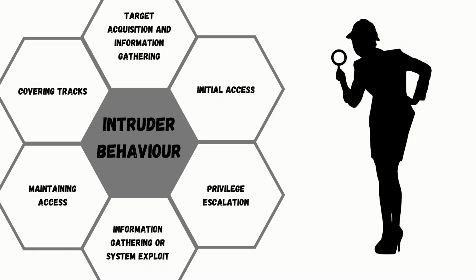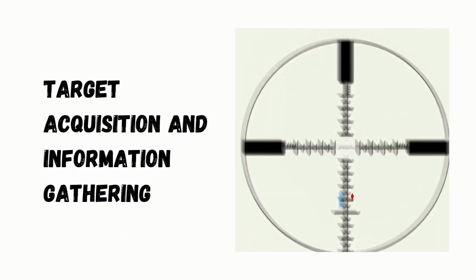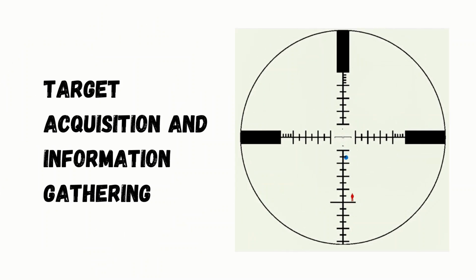The techniques and the behavior patterns of the intruders are constantly shifting in order to exploit newly discovered weaknesses and to evade detection and countermeasures. However, the intruders typically use the steps from a common attack methodology. So, here are common attack steps. And the first step is the target acquisition or the information gathering.